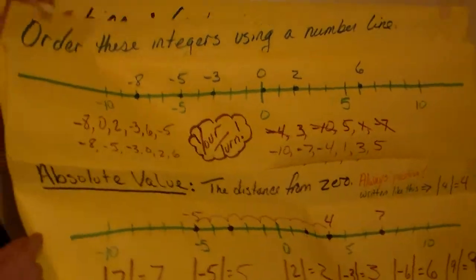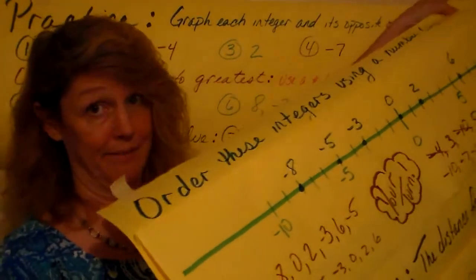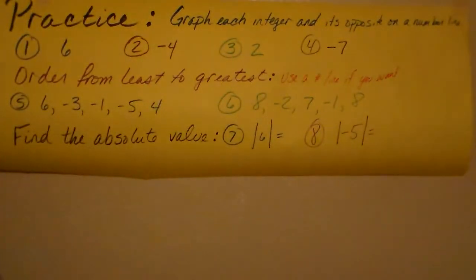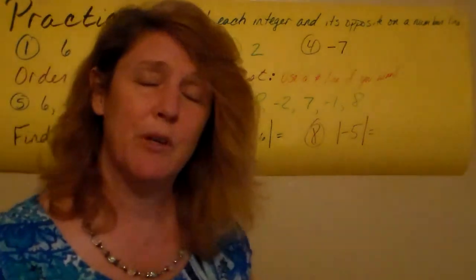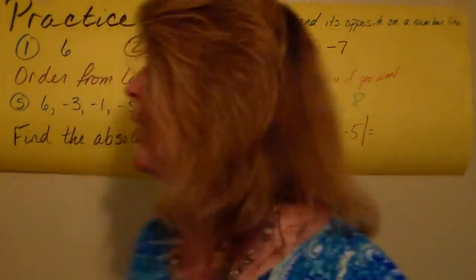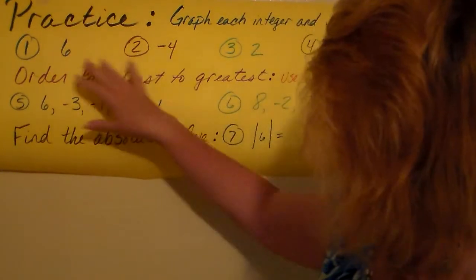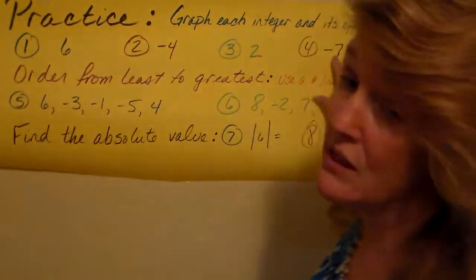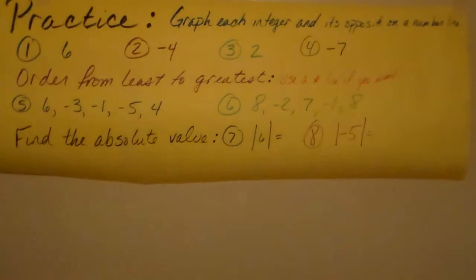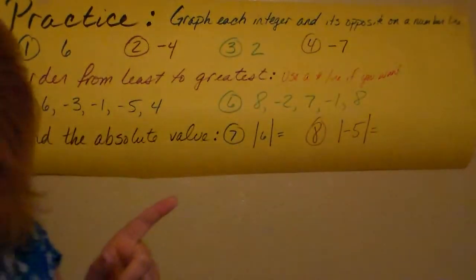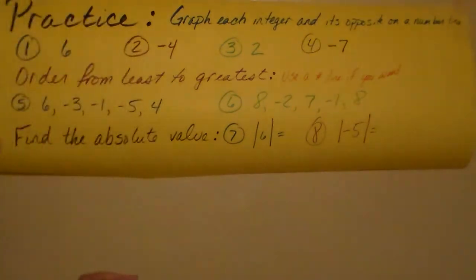All right, that was it. You have how to graph them on a number line. You have how to put them in order from least to greatest, and you have how to find the absolute value. So here's your homework. I've got 4 of these that I'd like you to draw a number line and graph the number and its opposite. So you're going to have 8 dots with the numbers above them, please.